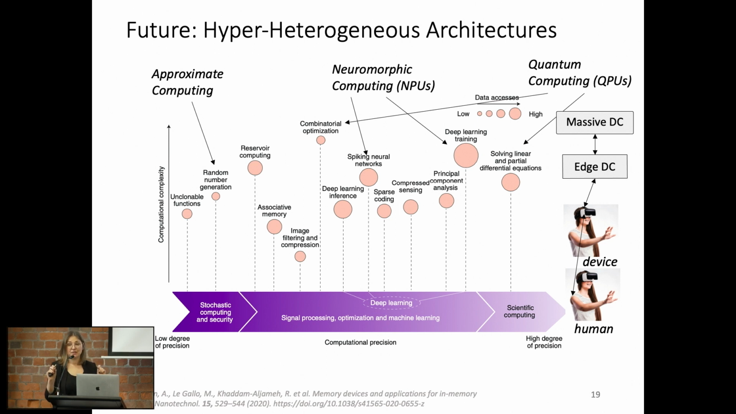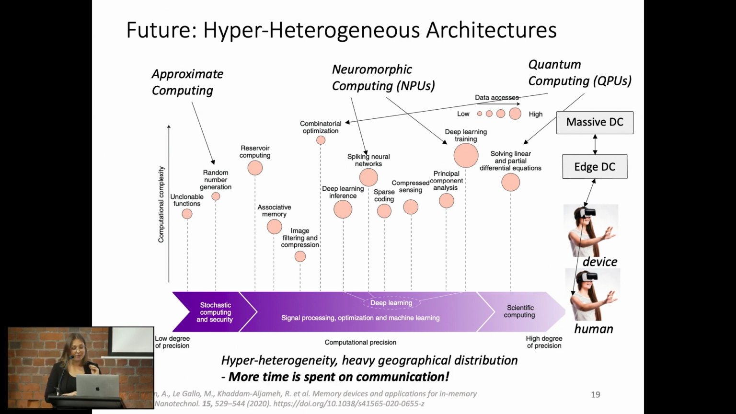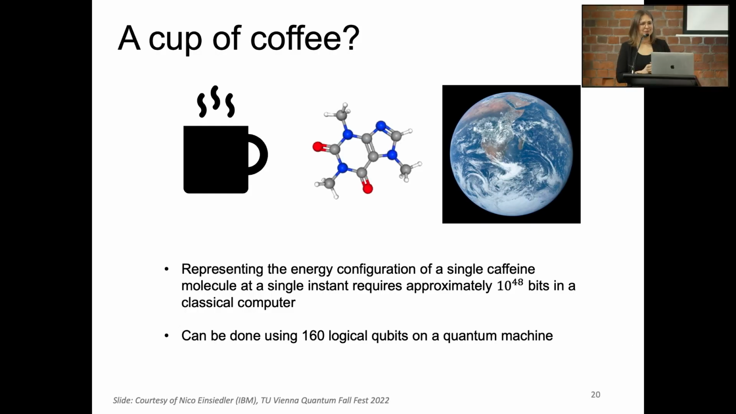So the problem here is that precious cycles that are used for computation are not used for communication between all those geographically distributed entities, right? So we have geographical distribution and more time is spent on communication. And that's where edge computing kicks in, right? I also had a very fruitful discussion on quantum computing with Pete, I remember.